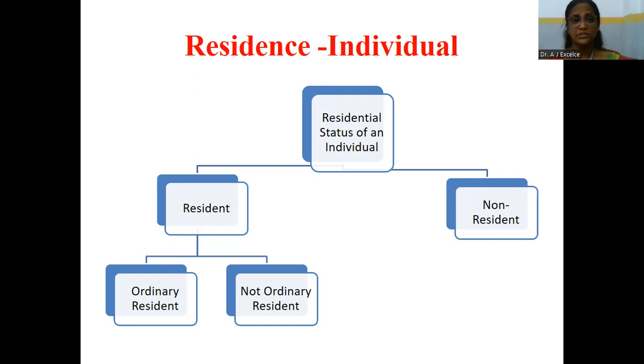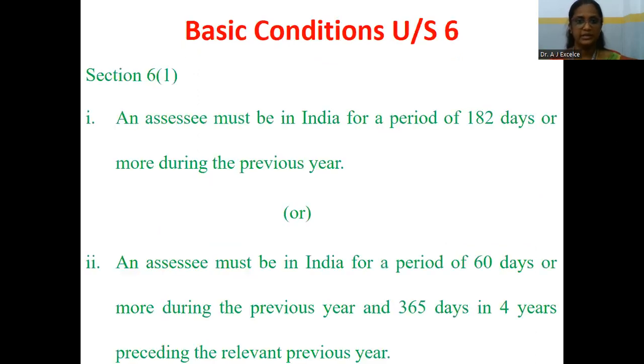Now we will see how the residential status is calculated. There are some basic conditions and additional conditions. If a person is satisfying any one of the basic conditions and both the additional conditions, the person will be called an ordinary resident. If a person is satisfying any one of the basic conditions and any one of the additional conditions, the person will be called a not ordinary resident. Suppose the person is not at all satisfying any of the basic conditions, the person will be called a non-resident. Now, what is the basic condition?